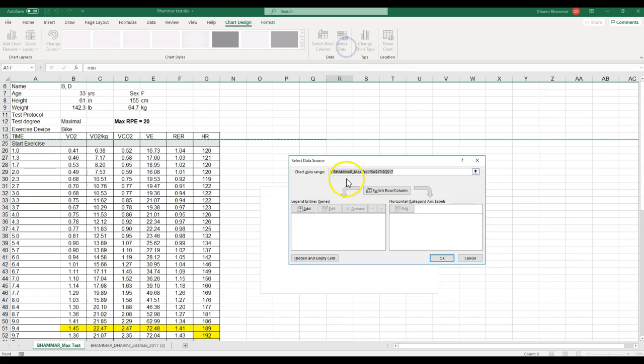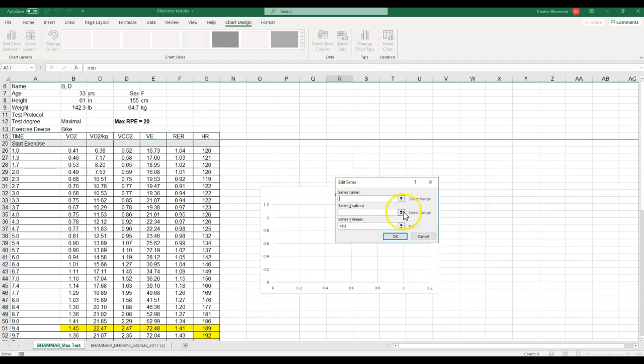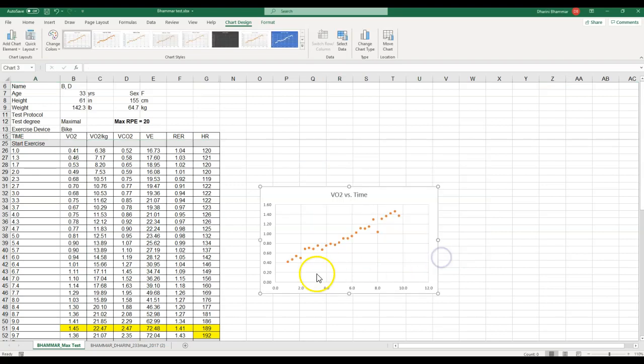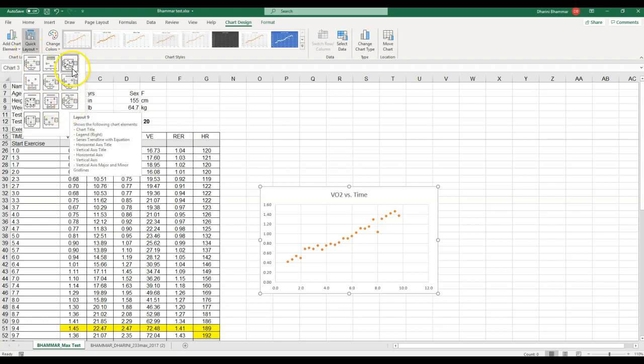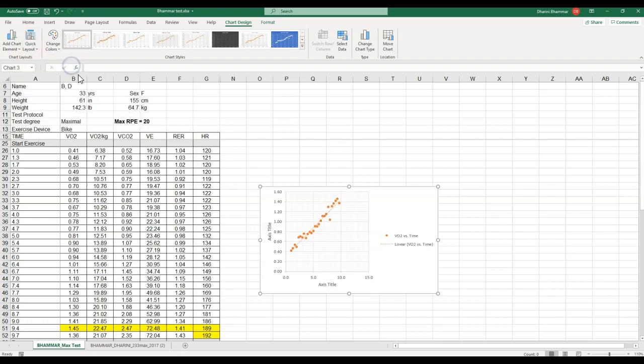Select data, add data. You don't really need a series name, but if you want, you could add it like VO2 versus time. Time is on the x-axis, so you can select time. And then VO2 is on the y-axis, so you can select VO2. And then if you click OK and OK, you have your VO2 time graph. Now the next thing you can do is a quick layout, and you can just select one of the layouts. Maybe this one is a good layout because it already has that regression line.